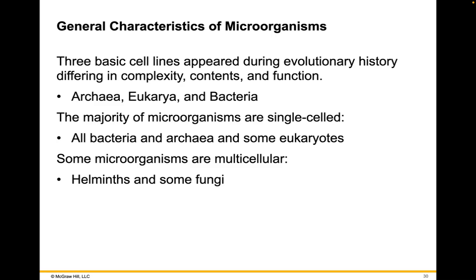So let's talk about general characteristics of these microbes. There are three basic cell lines that appeared, as we saw earlier: archaea, eukarya, and bacteria. Now, the majority of the microorganisms are single-celled, so all bacteria and all archaea, and only some eukaryotes are single-celled. All the worms and some fungi are multicellular. So we're just talking about microbes or microorganisms, things that we see under the microscope, okay?